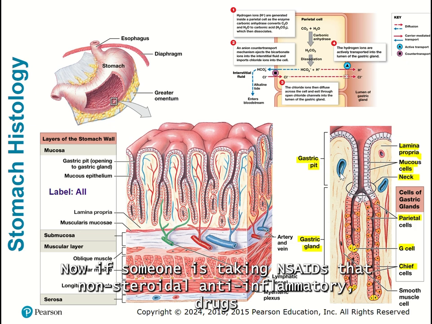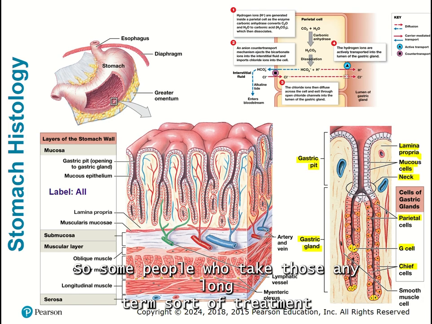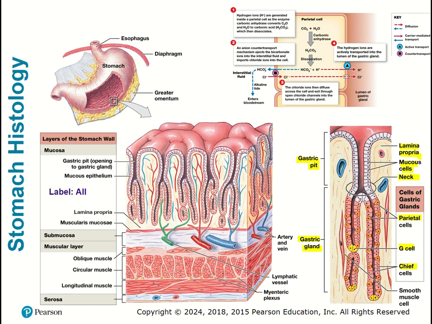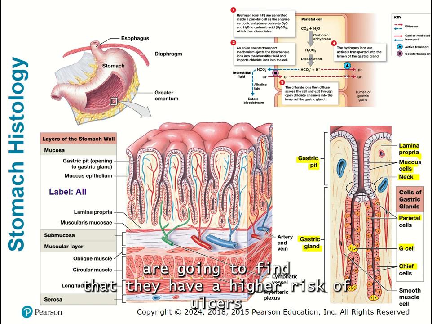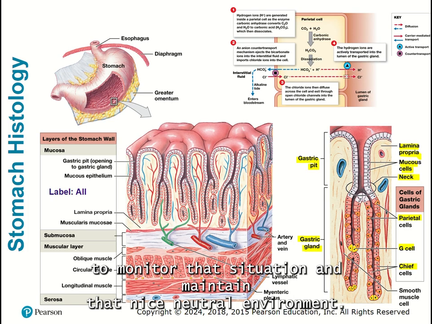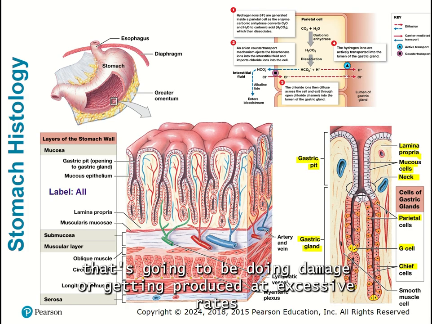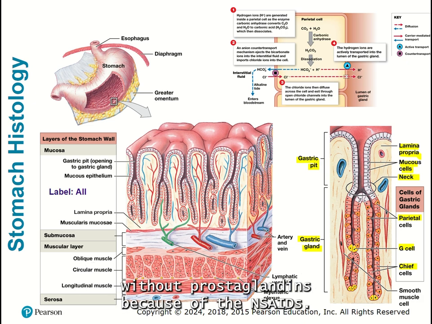Now, if someone is taking NSAIDs, that's non-steroidal anti-inflammatory drugs like ibuprofen or Aleve, all of those block prostaglandin production. So some people who take those as a long-term treatment are going to find that they have a higher risk of ulcers and acid reflux, because without those prostaglandins there to monitor that situation and maintain that nice neutral environment, it's a lot easier to have the hydrochloric acid doing damage or getting produced at excessive rates without prostaglandins because of the NSAIDs.